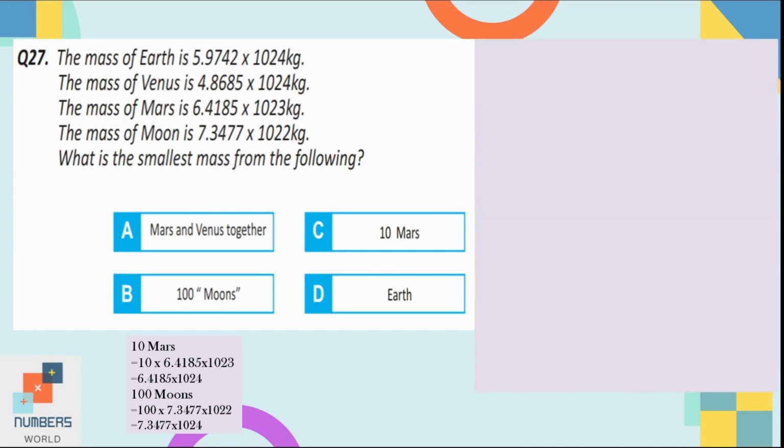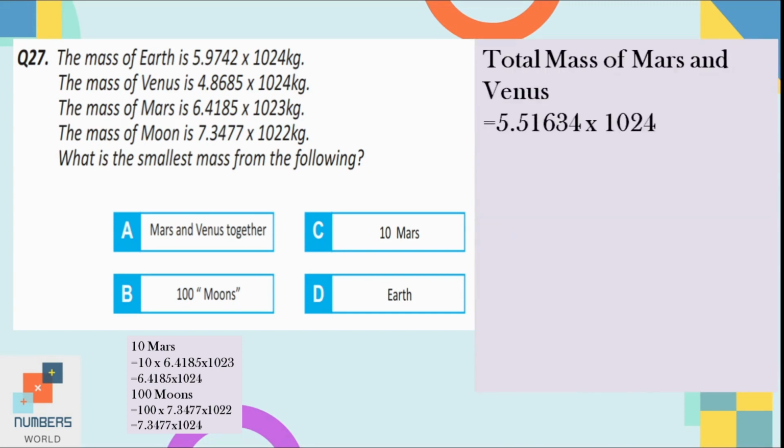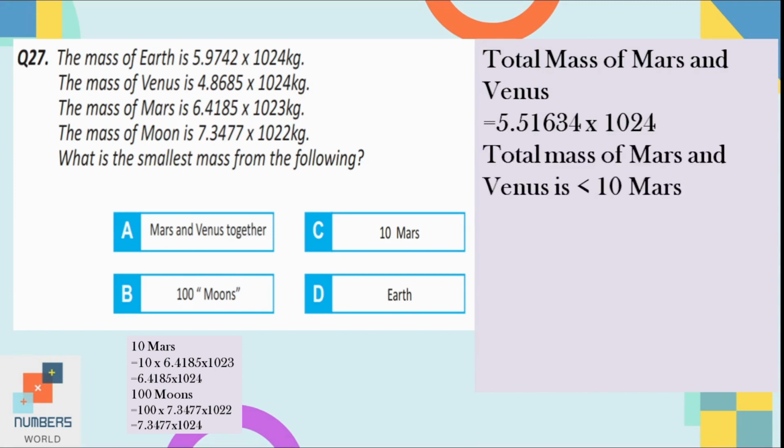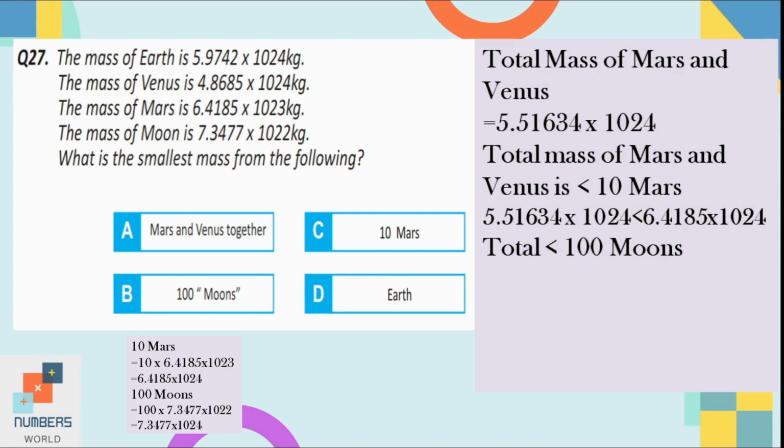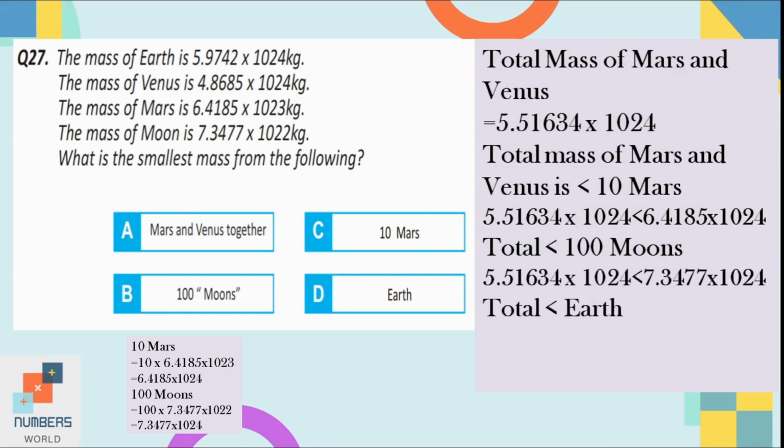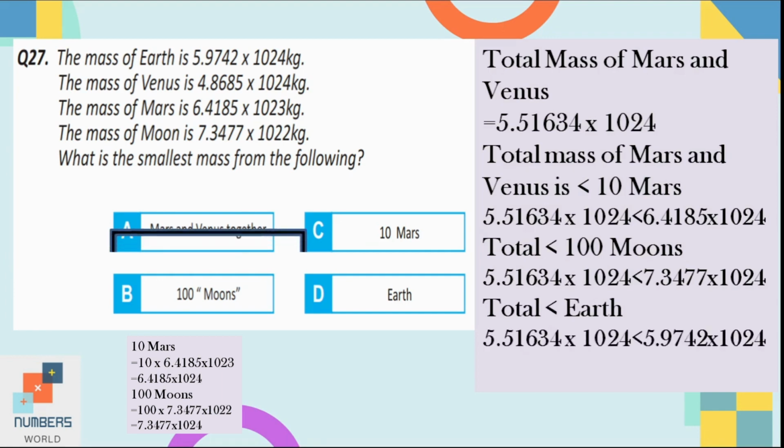The total mass of Mars and Venus is equal to 5.51634 multiplied by 10 raised to power 24. That is less than the mass of 10 Mars, which is shown through the calculations as well. The total mass of Mars and Venus is less than the mass of 100 moons, and it is less than the mass of Earth as well. So option A is the correct option here. The mass of Venus and Mars together is the smallest mass from the following options.